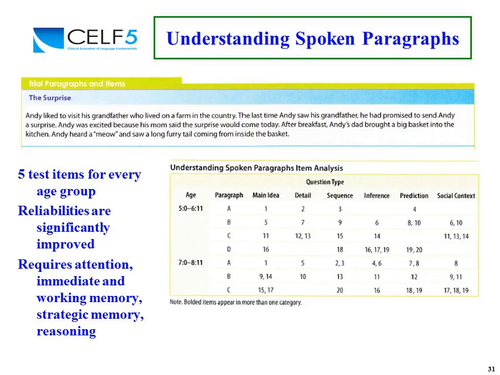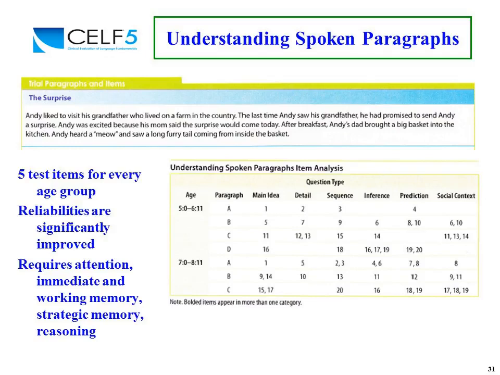And basically, in CELF-5, the reliabilities are much better than they were in CELF-4. Now, to perform on that test, you must focus your attention, sustain it, and you must engage both your immediate and your working and your strategic memory and reasoning abilities. That's a lot of memory and attention. That's the central executive. That is one of the reasons why we can capture our kids with ADHD.